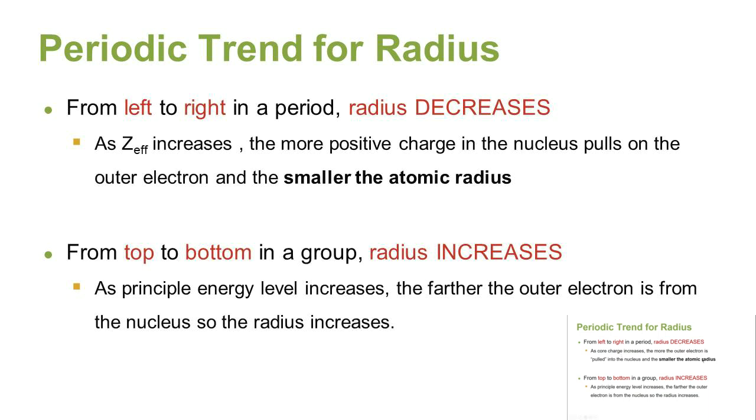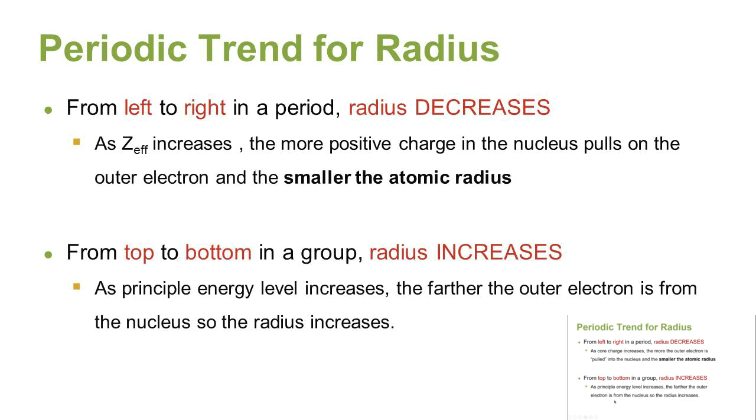So this is not what we would say is an intuitive trend. It's one you have to work to counter, because your brain is probably going to say as you add electrons, it's going to get bigger, but in fact as you add electrons, it gets smaller. And then from top to bottom in a group, the radius increases. So this one is intuitive. As the principal energy level increases, the farther the outer electron is from the nucleus, and so the radius increases.